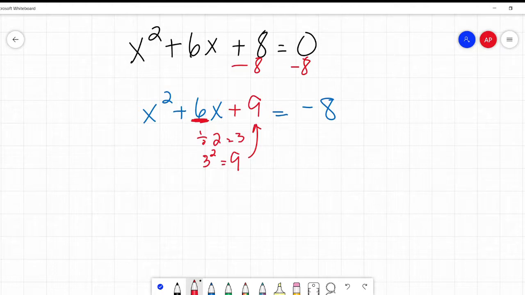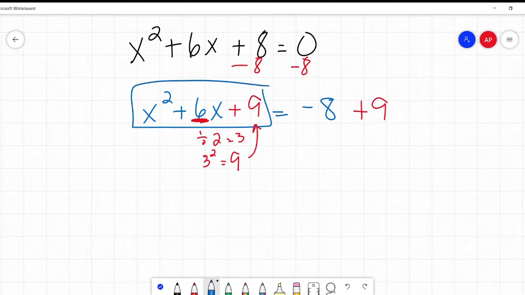But in algebra, we can't just add something to one side of an equation without adding it to the other. So that's what we do. We add it to both sides. On the left, I have turned this x squared plus 6x into a perfect square.